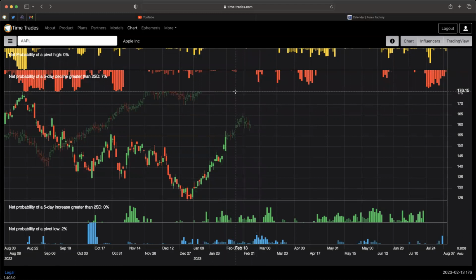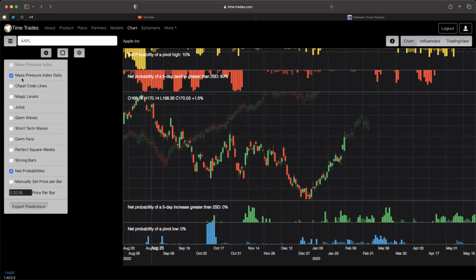So again, this gives us some good timing confirmation on what may happen. But again, we need to also watch price very closely. We don't want to trade on timing alone.